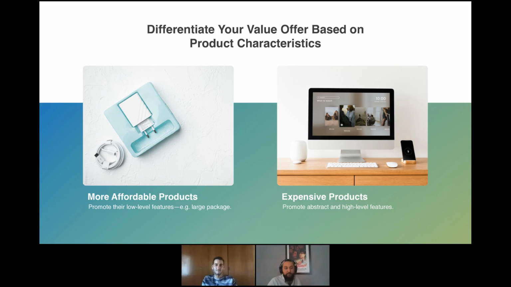But when it comes to expensive products, it's better that you play to the customers' feelings, instead of the little details, the specs about the product. And here we see the iMac as well. I'm sure in the market it's known as the best computers, and they feel good, to be honest, to have one of these.